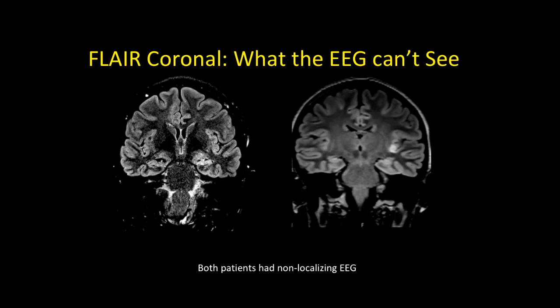So here are 2 cases, 2 different patients. Both patients had non-localizing EEG, and this person had a cingulate dysplasia, and this other person had an insular dysplasia. Again, look where the EEG can't.